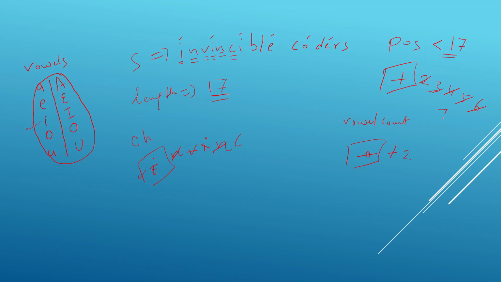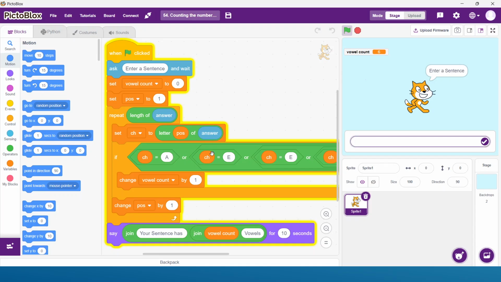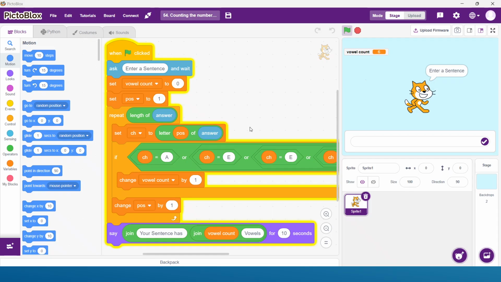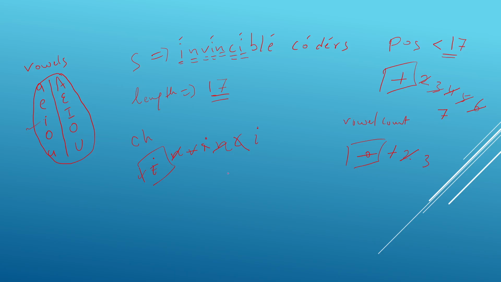So the position number will be 7, and the character on that position will be stored in ch, so that means instead of c we have i, and i we are comparing with all the vowels, it is a match, so we will increase this time the vowel count by 1, that means 3, and then we will change the position by 1, that means the eighth character now.